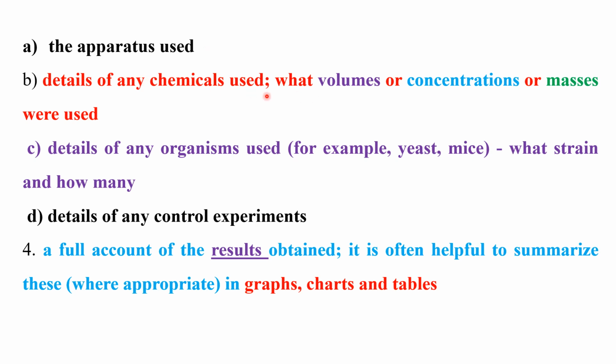You also give detail of any chemicals used. What chemicals are you going to use? What volumes, what concentrations, and what mass were used? And also detail of any organisms used: which organism you are going to use, whether yeasts, mice, or what strain of bacteria, and how many. And also detail of any control experiments. Researchers have a control experiment, which becomes a standard. You must know your control experiments.